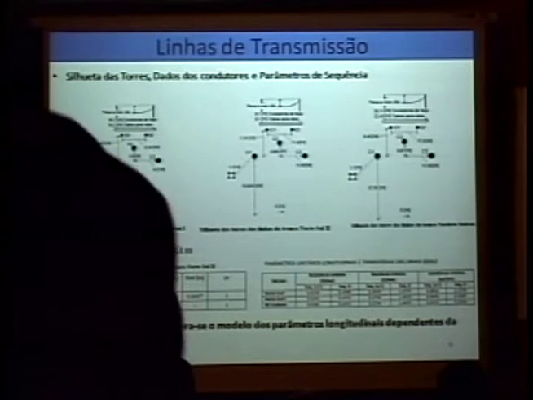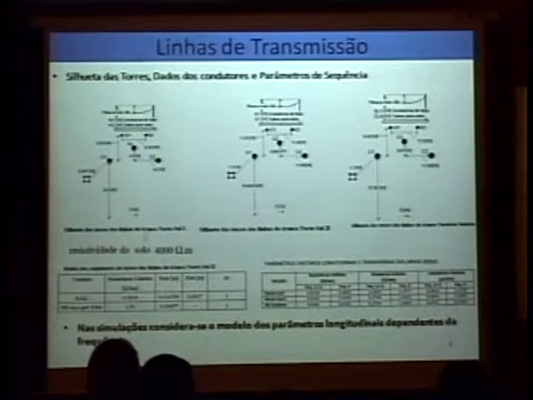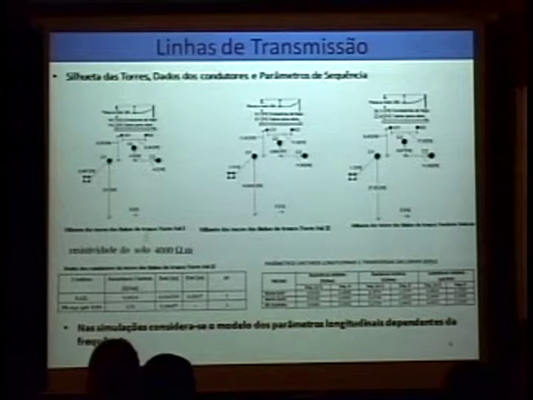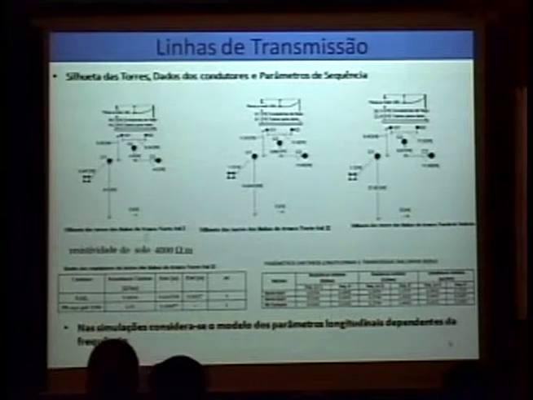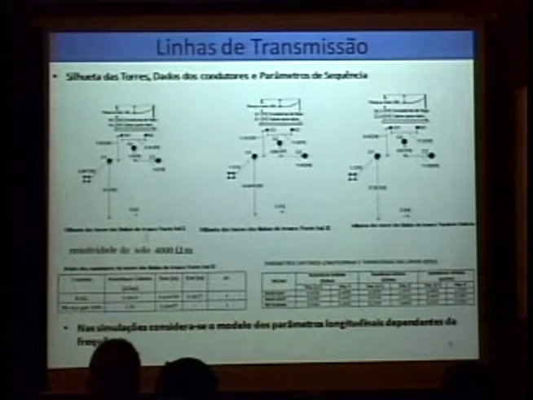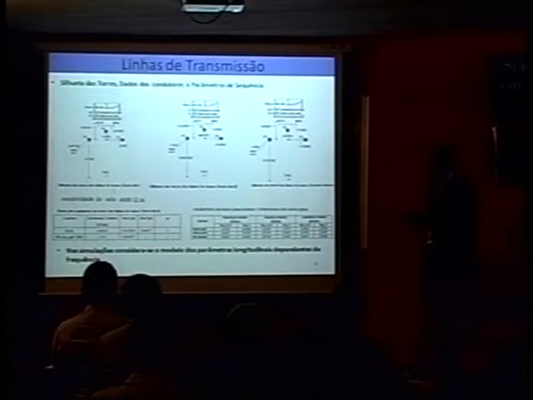Here you can see the tower silhouettes throughout the link. We talked about this in other presentations. These lines have similar characteristics. In the table you can see that the positive sequence data are very close to each other, and it was demonstrated in a previous study that this line can represent a half-wavelength line without further problems regarding the transients.